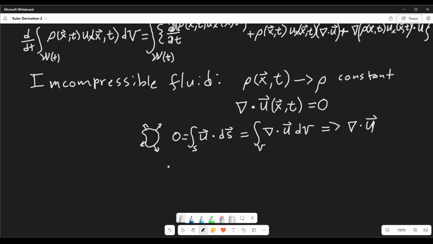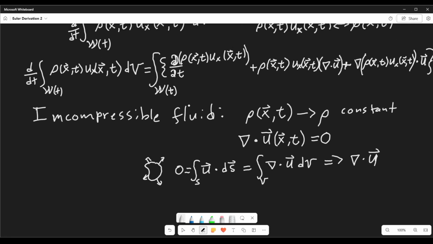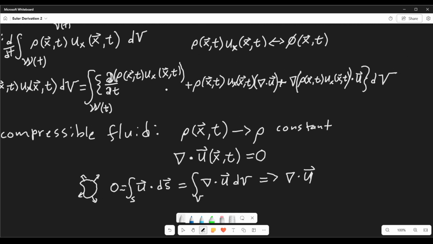So the next thing to do is to apply these simplifications to this equation. Rho is going to come completely out of this equation, because it no longer depends on anything, it's just a constant. And this entire term is going to go away, because that term contains the divergence of u, and there is no divergence of u.